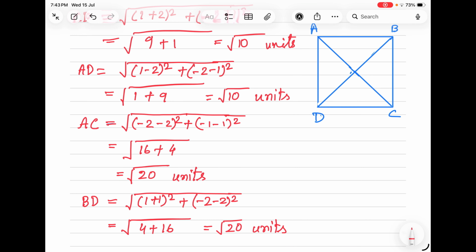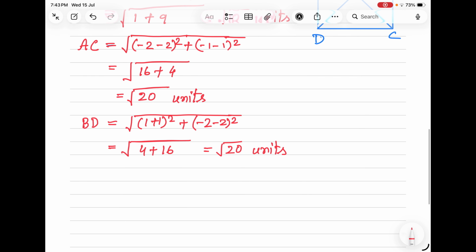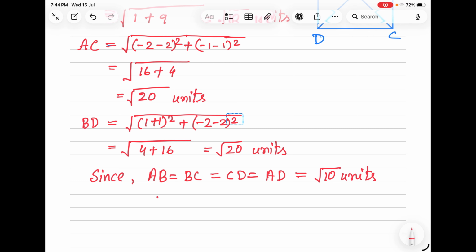Now you see AC and BD, both are diagonals of the square, so they are also equal. Therefore, ABCD is a square. Since AB equals BC equals CD equals AD, that is square root of 10 units, and also the diagonal AC equals BD, square root of 20 units, therefore ABCD is a square.